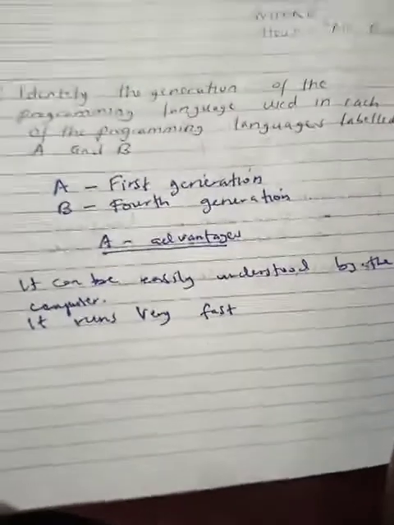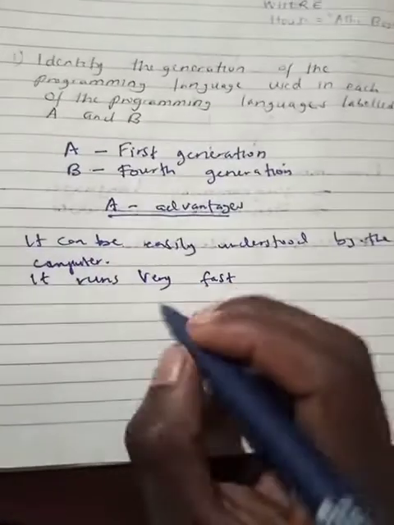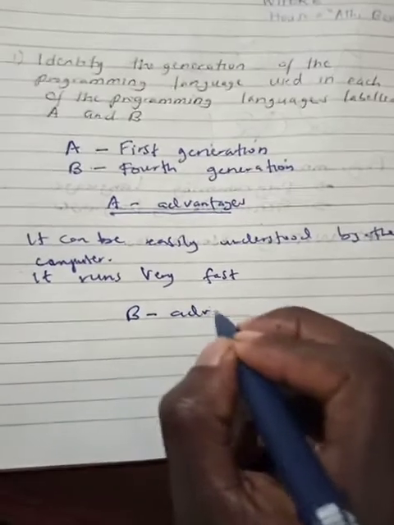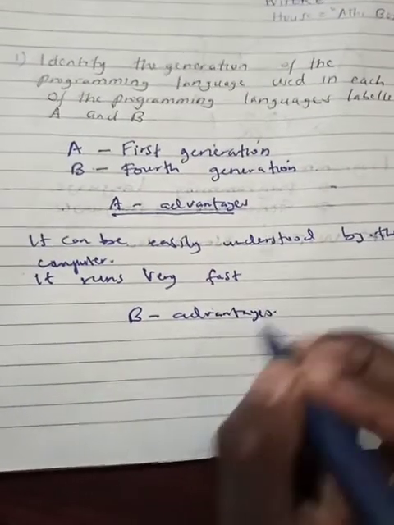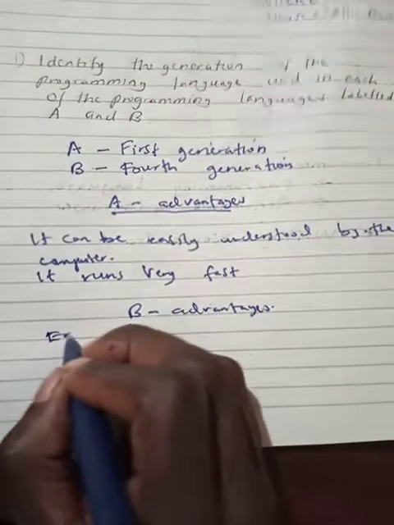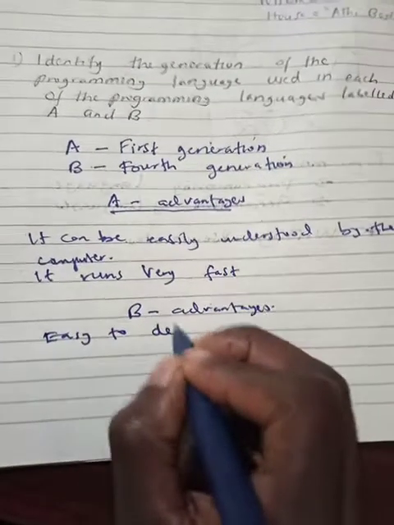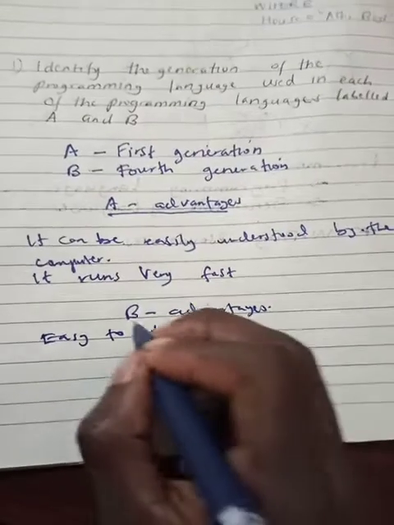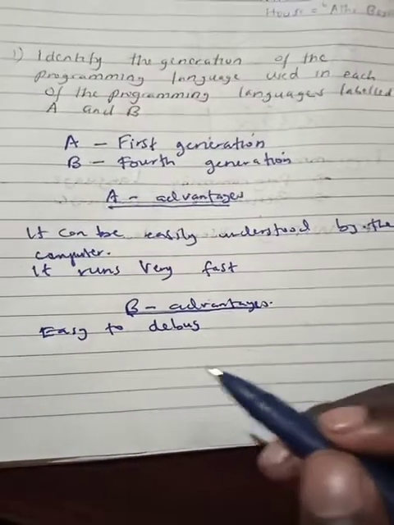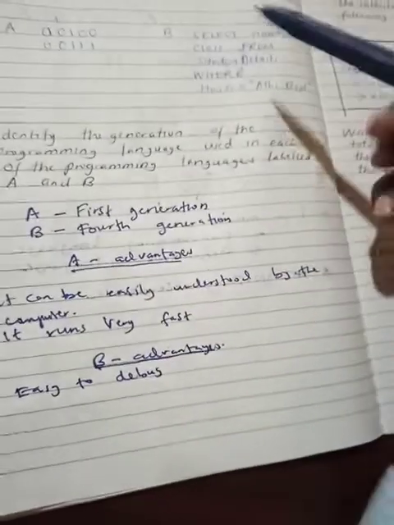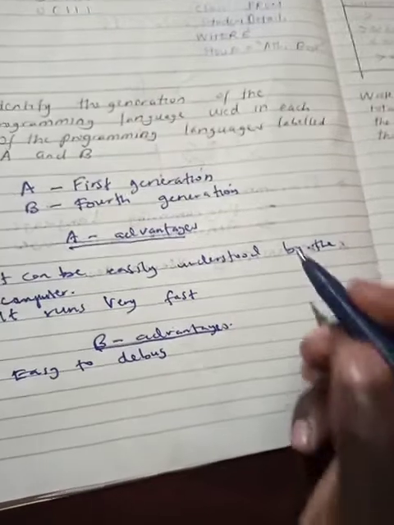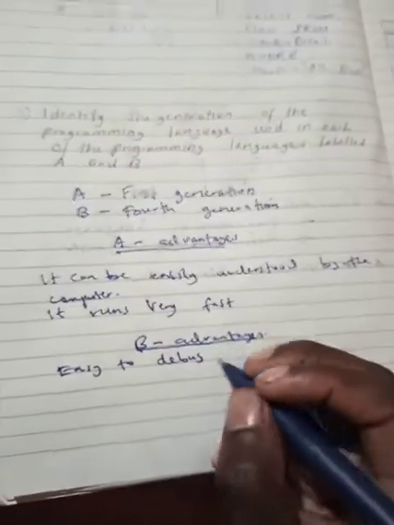And then let's talk about the advantages of B. For B, it's human readable. It's easy to debug. Debugging simply means the process of eliminating errors in program code. Because you can easily understand it, you can read the statements, it's very easy for you to correct the errors that might occur.